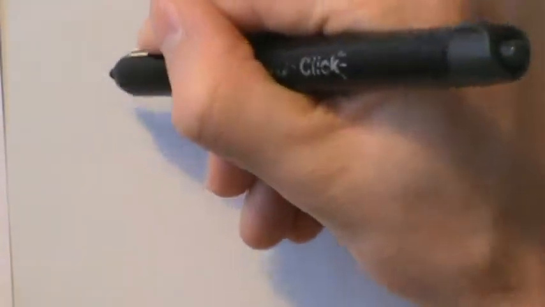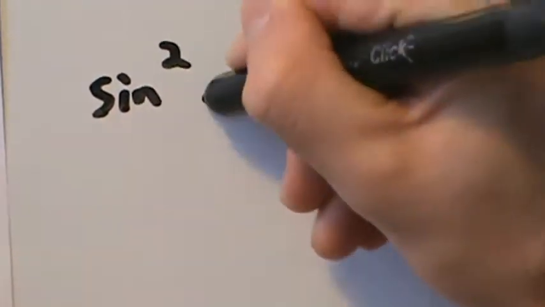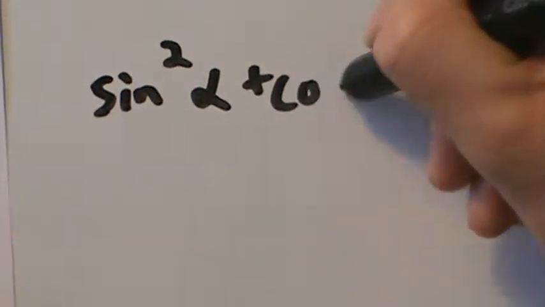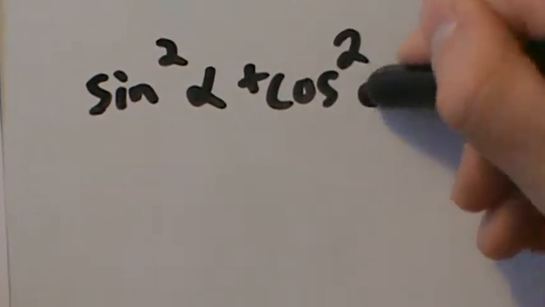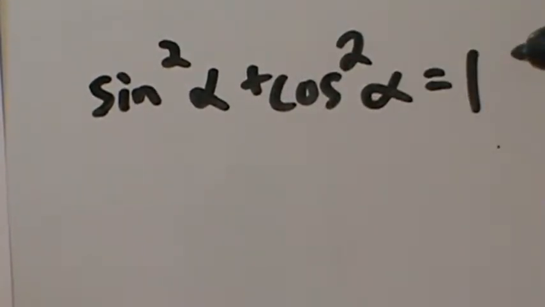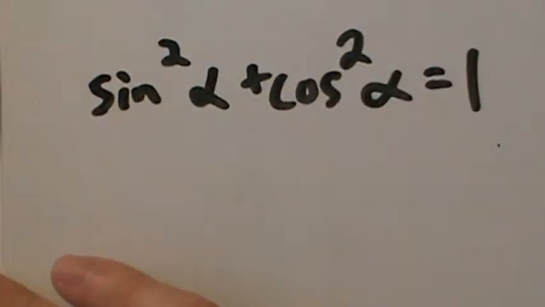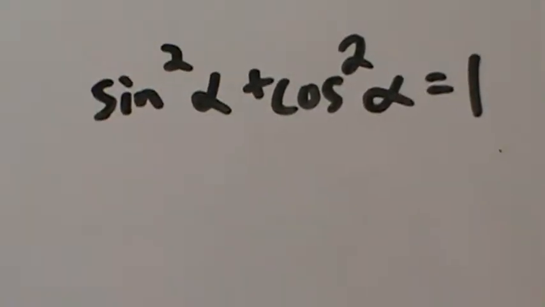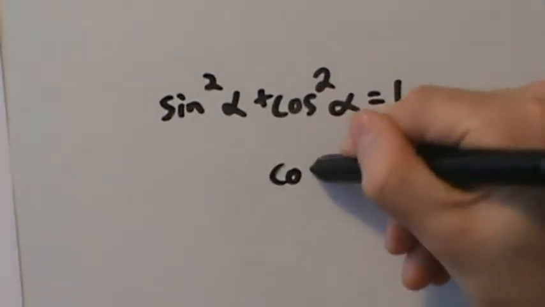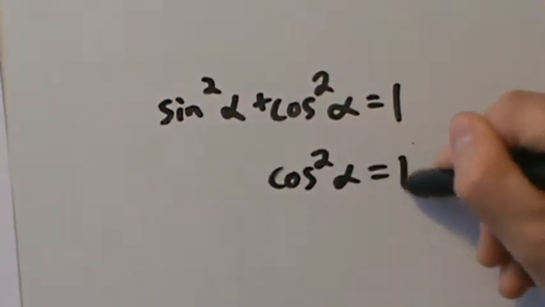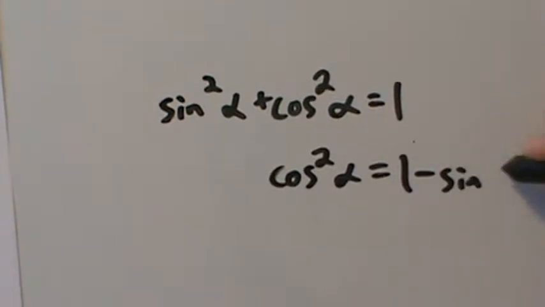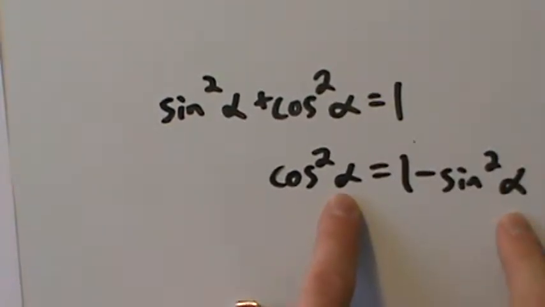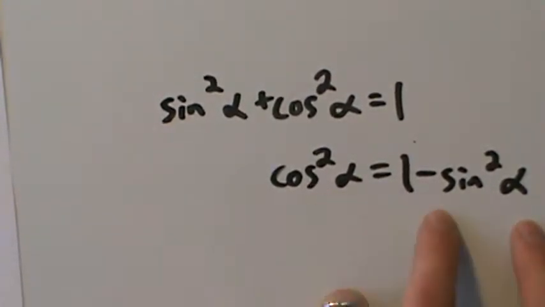Okay, so let's go to the board real quick. We know that sine squared of alpha plus cosine squared of alpha equals 1. If we subtract sine squared from both sides, then we end up with cosine squared of alpha equals 1 minus sine squared of alpha, right? Whether it's alpha or theta or t or u or v or w or x or y or z, it does not matter at all. The point is cosine squared of alpha is 1 minus sine squared of alpha.